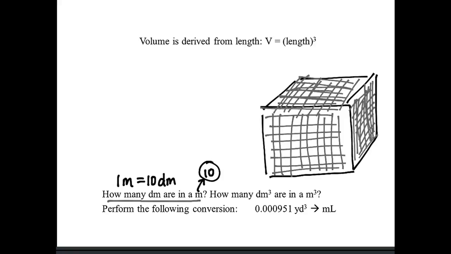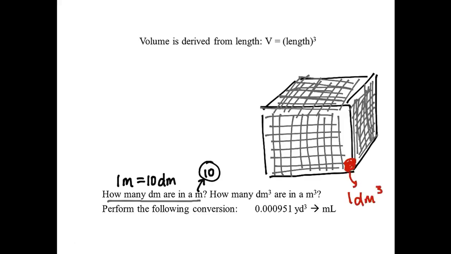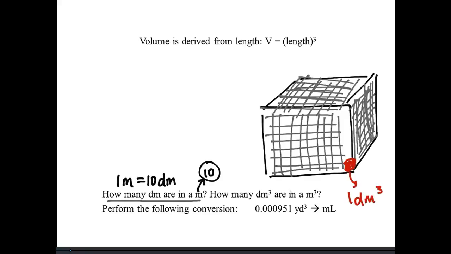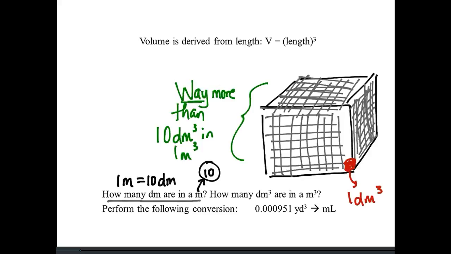If we think about how many decimeters are in a meter, we know that's 10. But if we think about how many cubic decimeters are in a cubic meter, you can see that's the little red box. And so that's certainly not 10. We said that that's 10 times 10 times 10, which is 1,000, right? Way more than 10. Way, way, way more than 10.